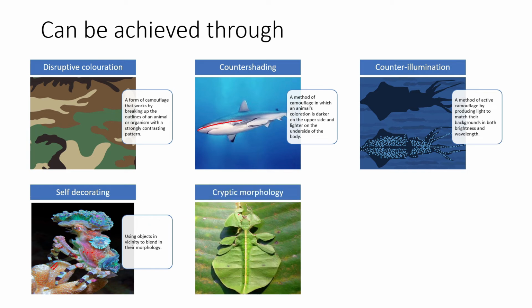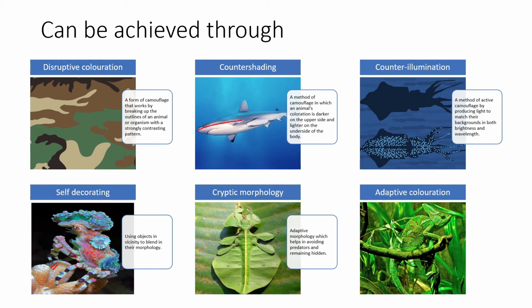Then there is cryptic morphology, as we talked about. Cryptic morphology or cryptic adaptation, where animals look like their background, they adapt their morphology according to it. Okay, and then there is adaptive coloration, where organisms change and adapt and modify their colorations or sometimes morphology like patterns, shape, in order to become the same as their background.